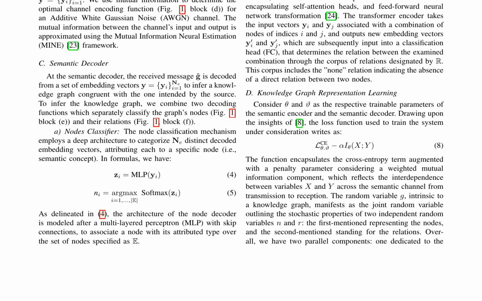The system is trained using a loss function that includes a cross-entropy term augmented with a penalty parameter considering a weighted mutual information component. The trainable parameters of the semantic encoder and the semantic decoder are theta and phi, respectively. The loss function reflects the interdependence between variables x and y across the semantic channel from transmission to reception. By minimizing the loss function, the system aims to learn a compact and informative representation of the knowledge graph, capturing the relationships between nodes and edges.